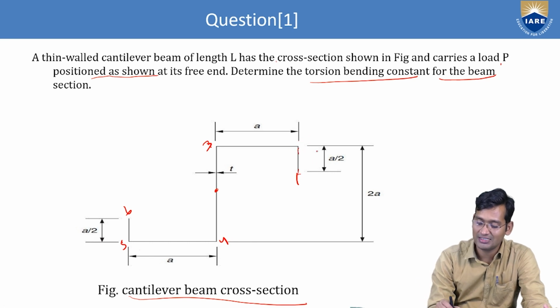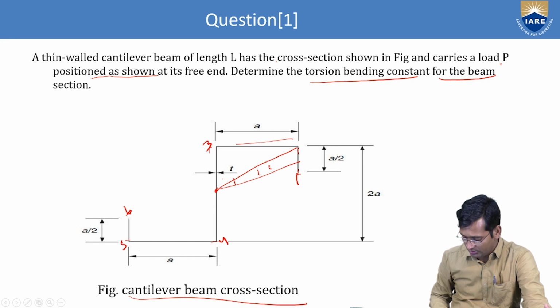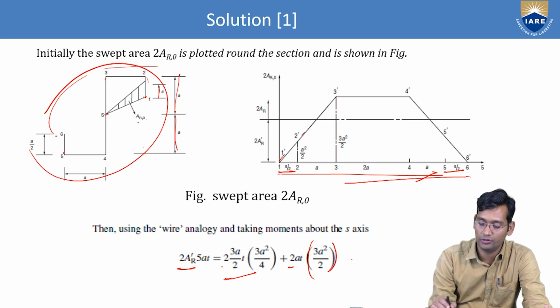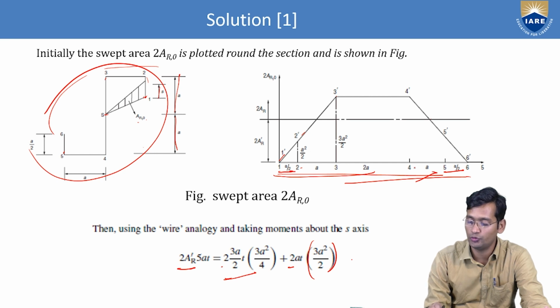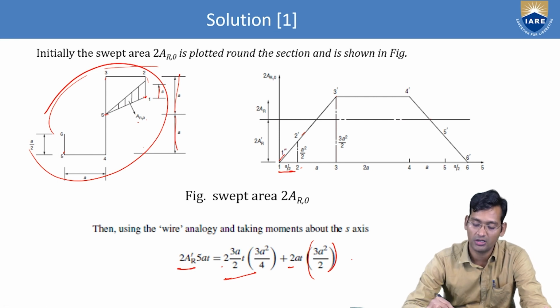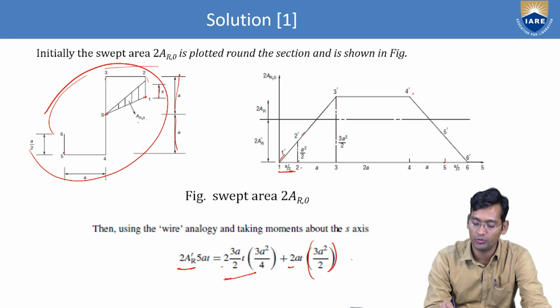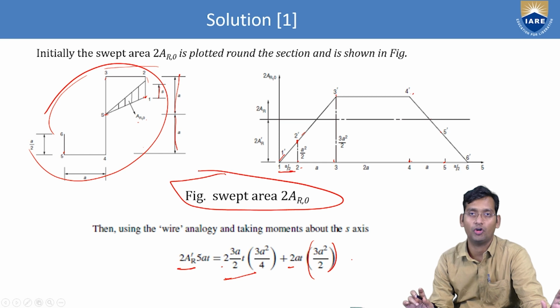So we are seeing this distance is given: a by 2, a, this is 2a, this is a, this is a by 2. What we did here, we have taken the area, right, at 2AR. So here 2AR, S is acting along this, right. So after this, we drew this curve, right? So from 1 to 2 is a by 2, 2 to 3 is a, 3 to 4 is 2a, 4 to 5 is a, 5 to 6 is a by 2, that is given. So according to this we plotted this curve for 1 dash, 2 dash, 3 dash, 4 dash, 5 dash and 6 dash. So wherever it's coming, here 2 is coming, so here 2 dash, 3 is here, so 3 dash, 4 is here, 4 dash, right? So this is the area square of that 2AR naught.